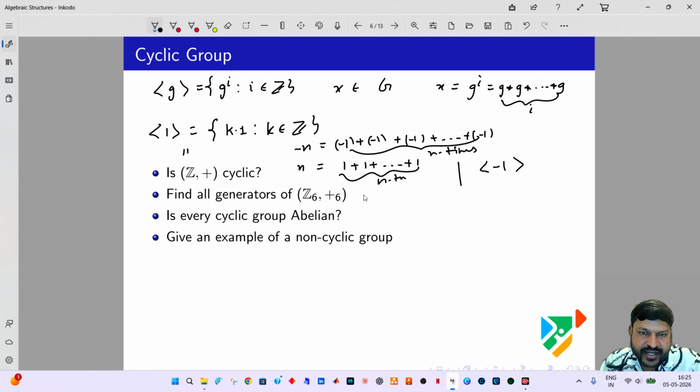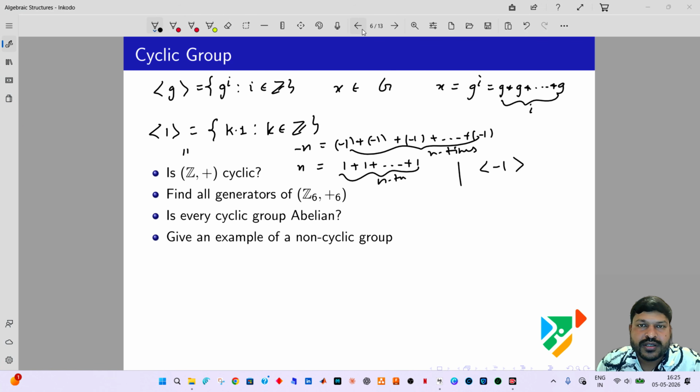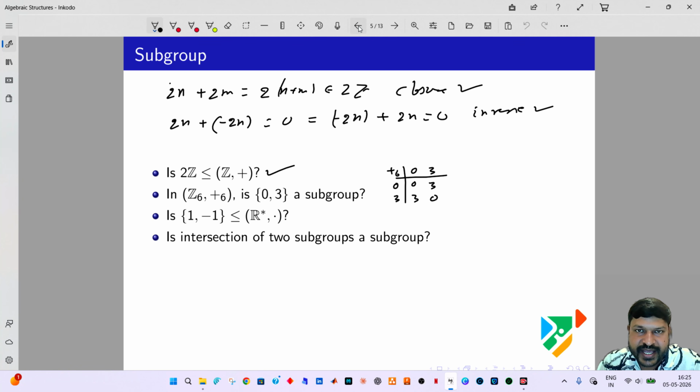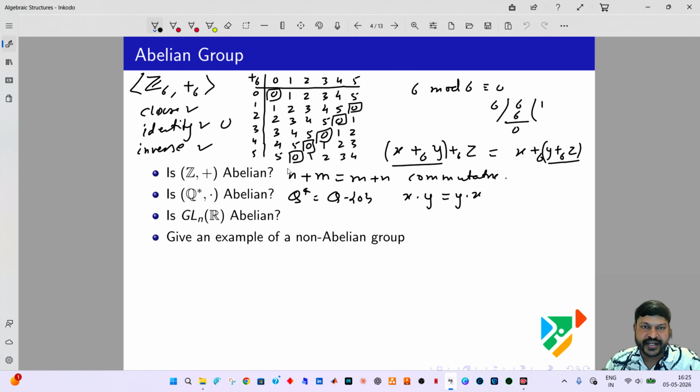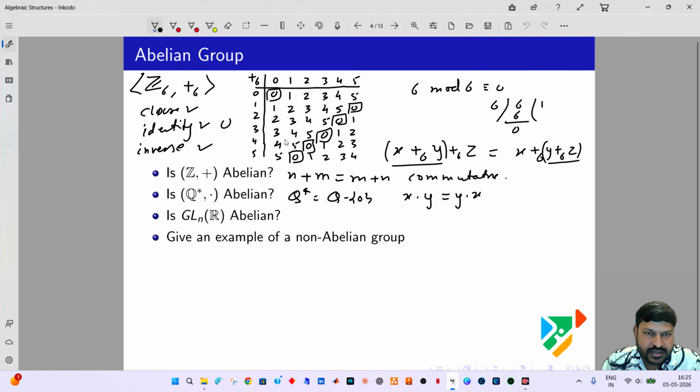What about this finite group Z6? Again, go back to the previous Cayley table which we have just written. Can you find any row in which all the elements are covered? No. Can you find any element and track down its powers? For example, you track down 1.